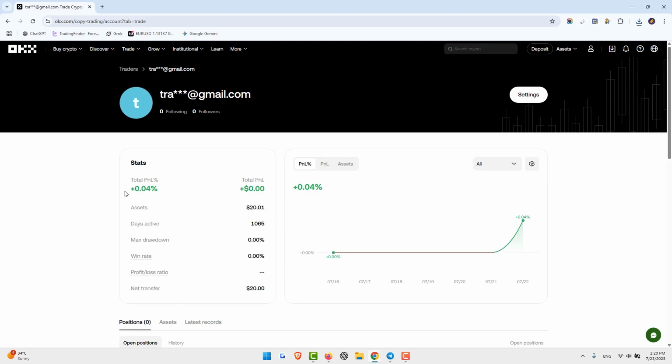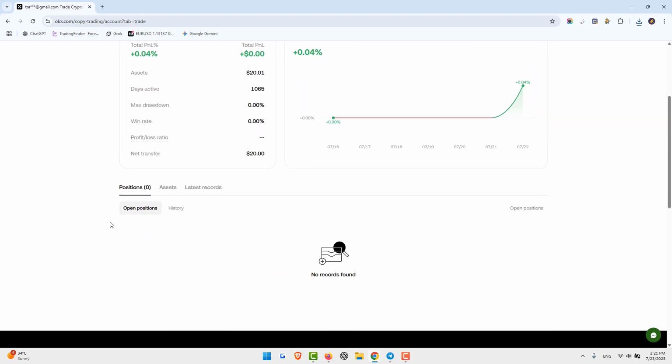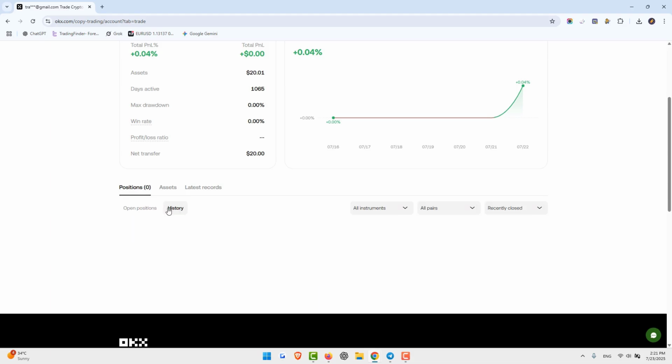Here, you can see your total profit and loss both as a percentage and as an amount. You will also see your assets, the number of active days, account drawdown, win rate, and the profit to loss ratio. You can view your net transfer amount, and this information is displayed alongside a chart if you have opened a position. At the bottom of this page, in the Positions section, you can view your open positions and your position history.